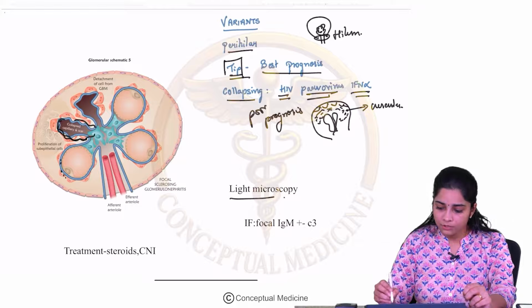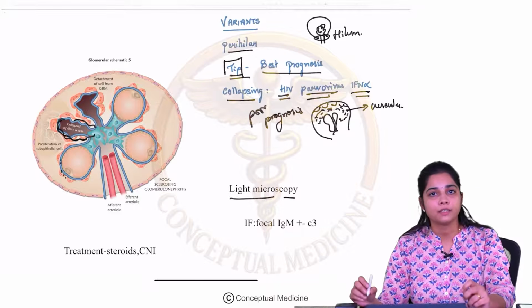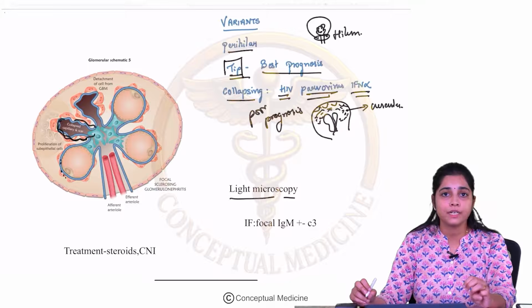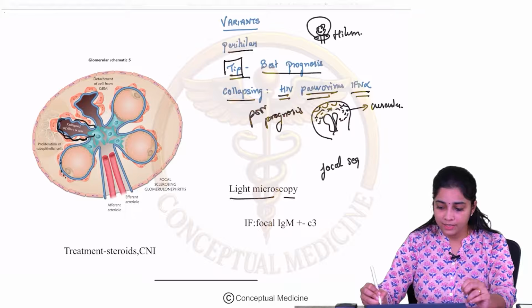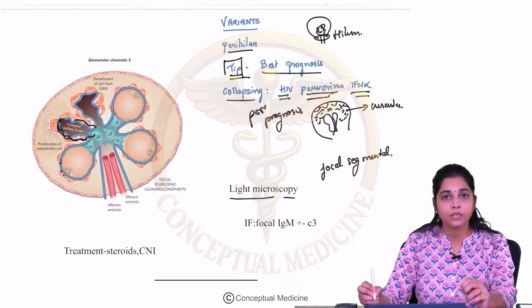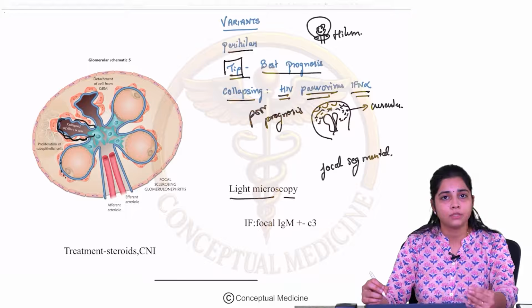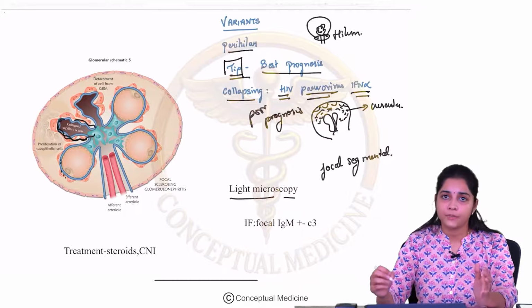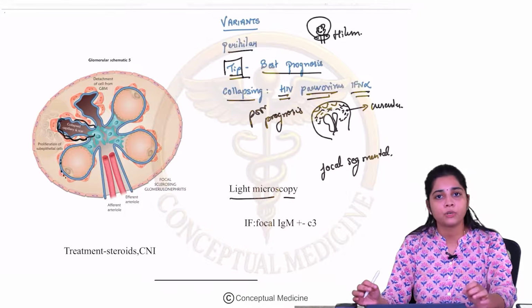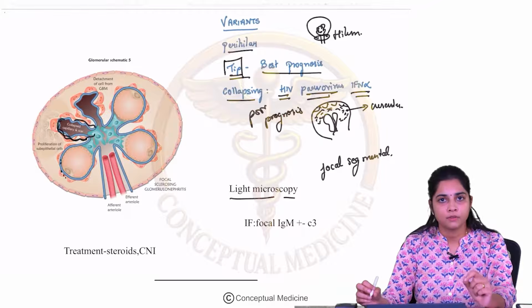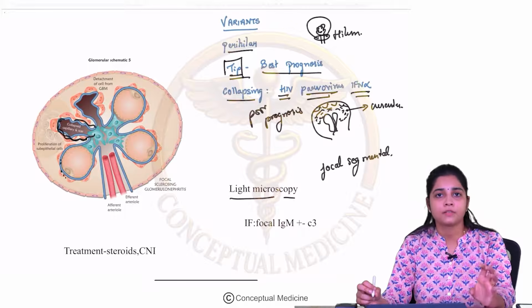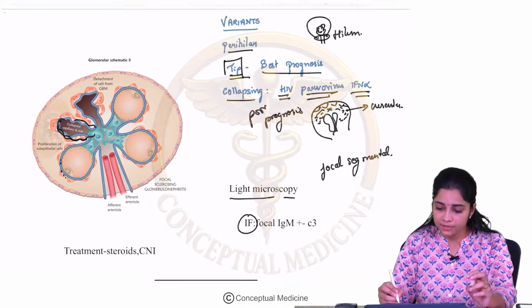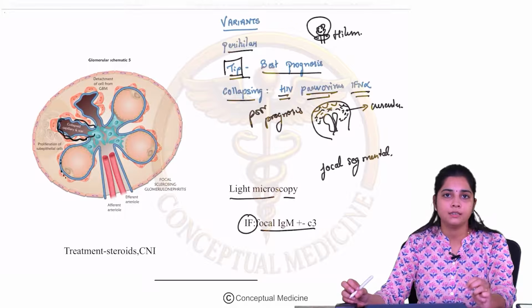Now, let us understand what we see in your light microscopy findings. We see that there is a focal and segmental injury. Focal means only some portions of the glomeruli are involved, and segmental means that only some portions of each glomerulus are involved. So, there can be expansion in the mesangium as well, and there can be hypercellularity in focal parts of your glomeruli. In your immunofluorescence, you can have focal IgM and C3 deposition.